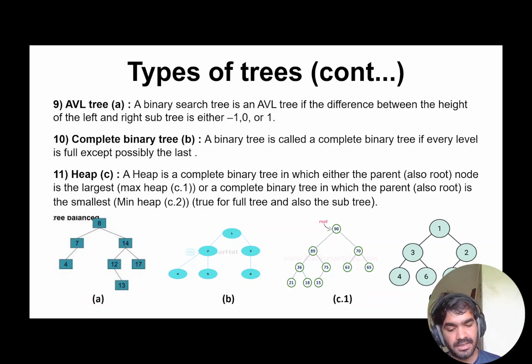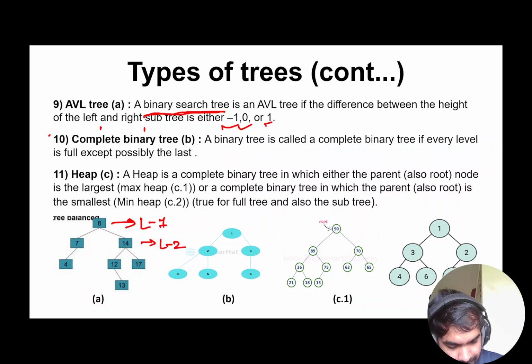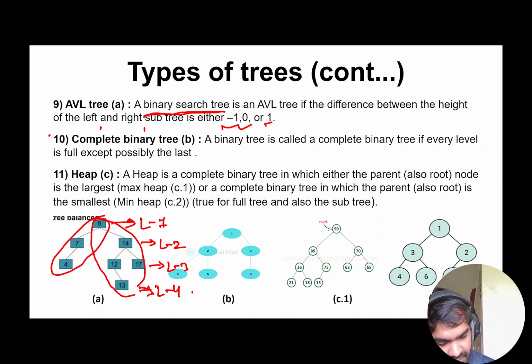We have got the AVL tree. A binary search tree is an AVL tree. To call a tree an AVL tree, it first needs to be a binary tree, and the difference between the heights of the left and the right subtree must be either 1, 0 or minus 1. So let's go to example A. How many levels do we have? Level 1, level 2, level 3 and level 4. Talking about the right, we have 4 levels, and talking about the left subtree, we have 3 levels.